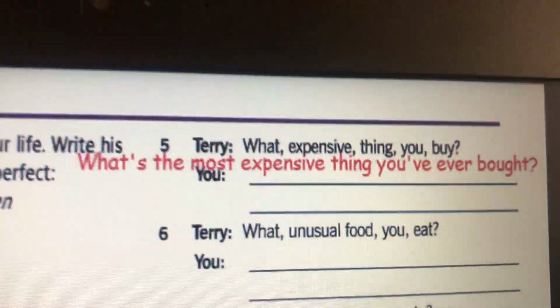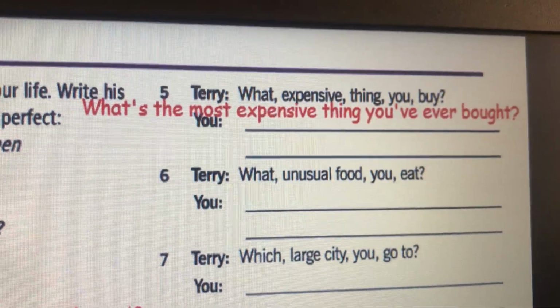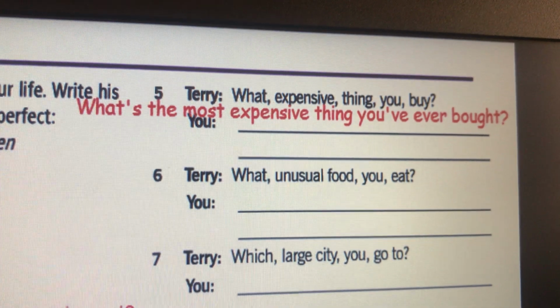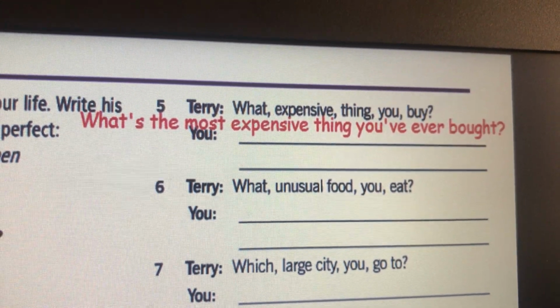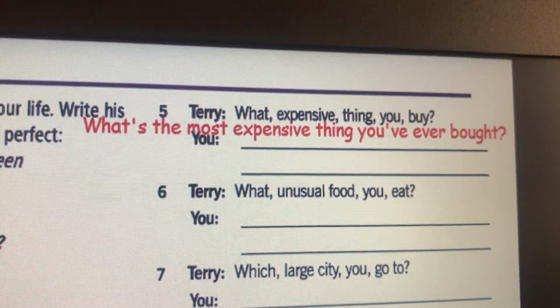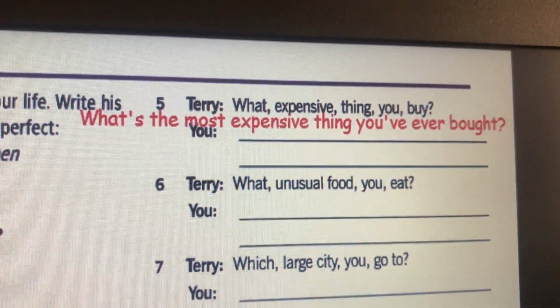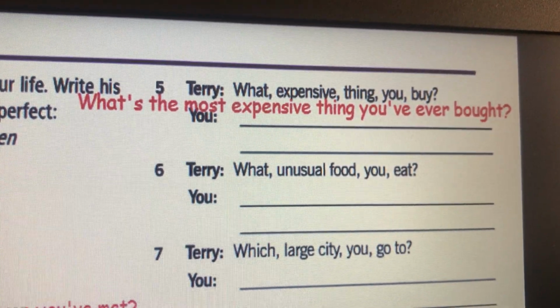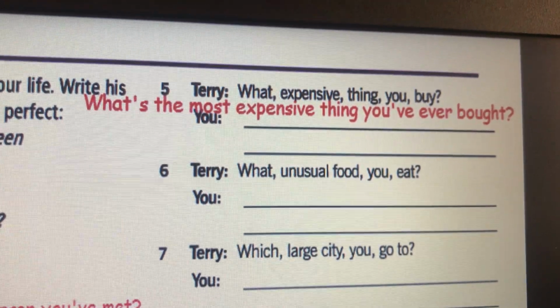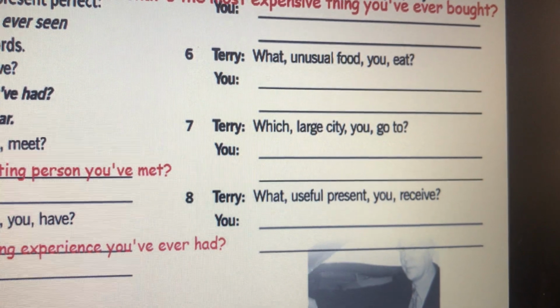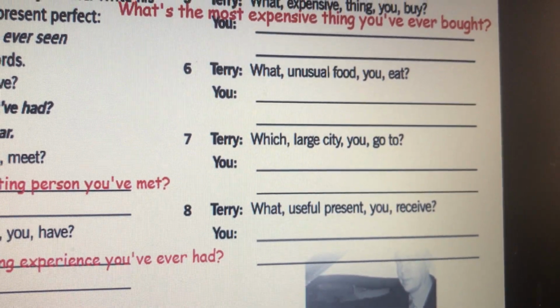Let's move to number 5. What expensive thing you buy? Expensive, more expensive, the most expensive. So it should be like this. What's the most expensive thing you've ever bought? And so on. Now I want you to complete 6, 7, 8 the same way.